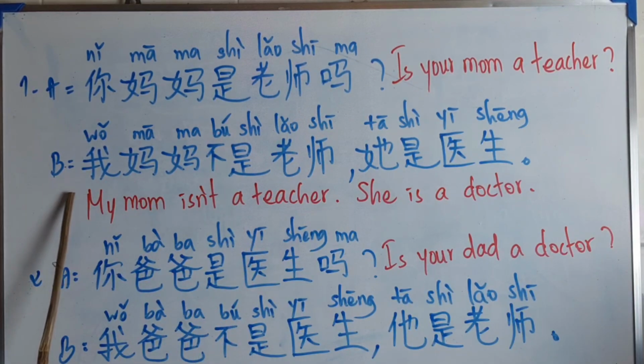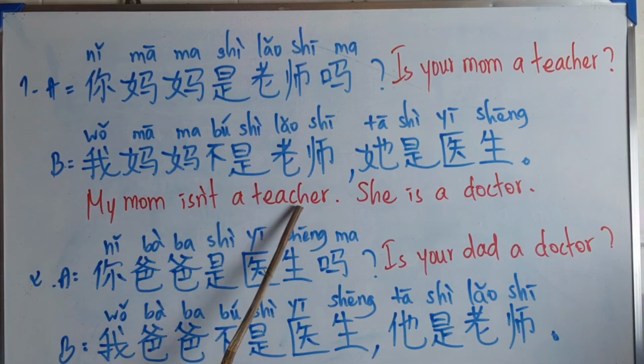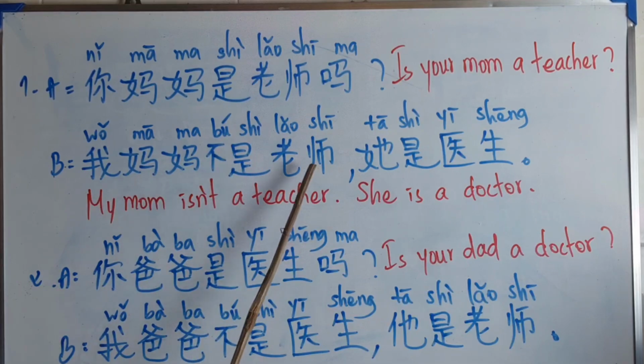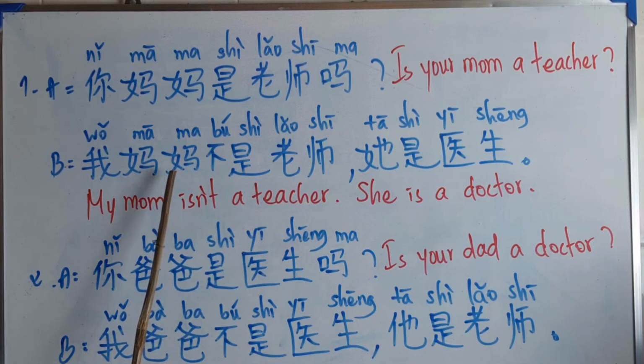Okay? And when we want to say, my mom isn't a teacher, isn't, is not, we use 不是, 不是. Because 是 means is, am, or are, because it represents the verb to be in English. But if it is in the negative, in Chinese, we put 不是, it means isn't. 我妈妈不是老师. My mom isn't a teacher. 老师 means teacher. 妈妈, mom or mother. 我妈妈 means my mom or my mother. Okay. 我妈妈不是老师. My mom isn't a teacher.